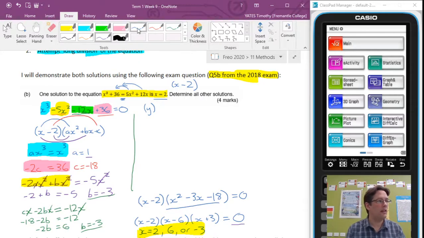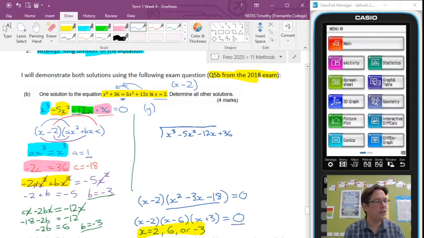So I'm going to go on the long division method. Now, some of you may not exactly remember long division, but it's basically a procedure, and it works with these polynomials as well, which is quite interesting. What I need to do is get this equation. I've got x cubed, take 5x squared, take 12x plus 36 in here. And I know that x minus 2 is going to be a solution or a factor of this. So I'm trying to take x minus 2 out of that.